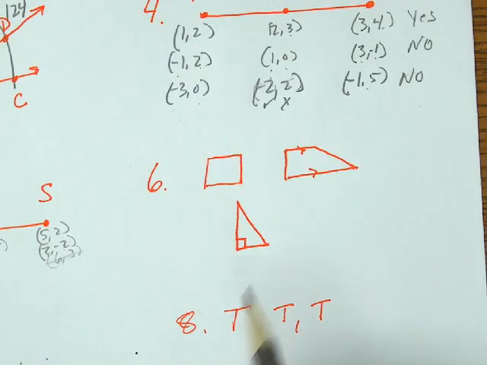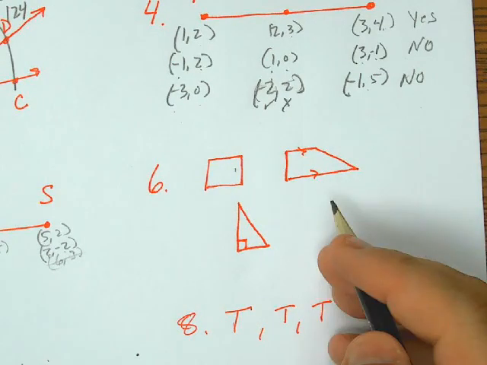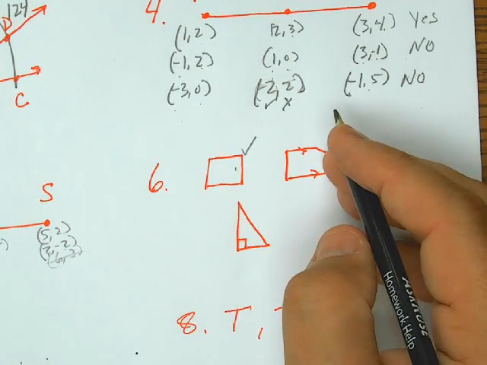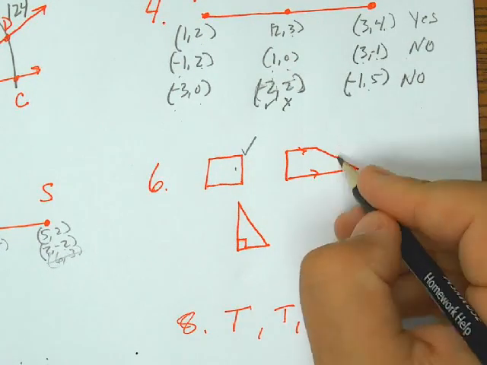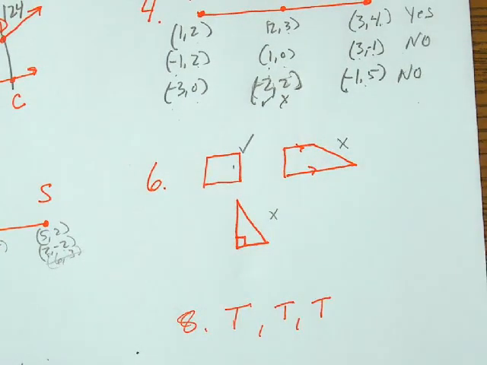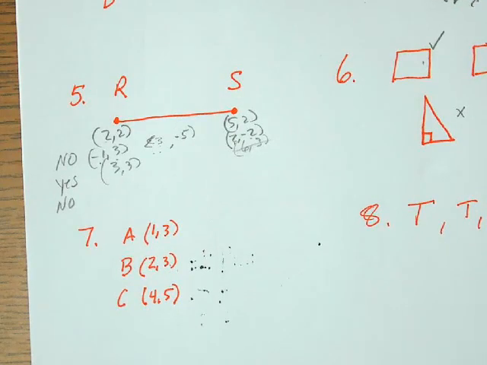All right, we have a square, a trapezoid, and a right triangle. It says, does the shape have rotational symmetry? A square does. Does a trapezoid? No, that does not. Does a right triangle? No, that doesn't either. So the only one that I see is a square. Okay, and then number 7, we've got determine whether each image of ABC 1, 3, 2, 3, 4, 5 can be formed with only the given transformation. Select true or false for each statement.